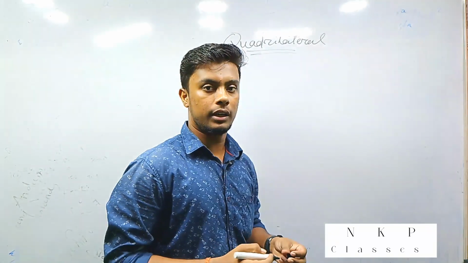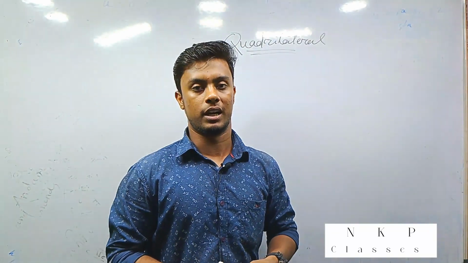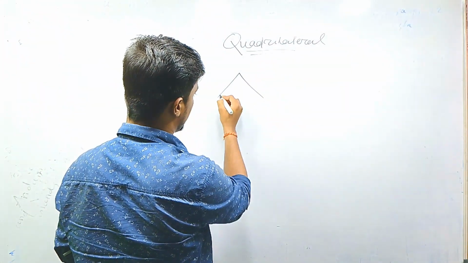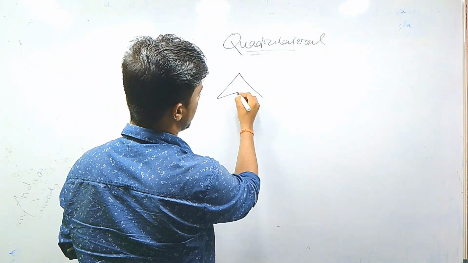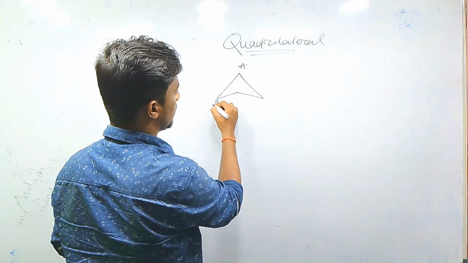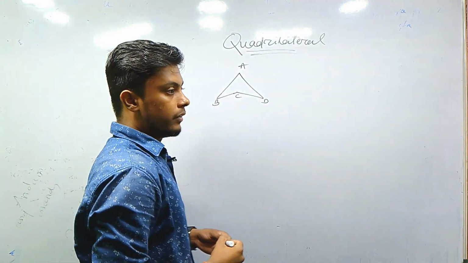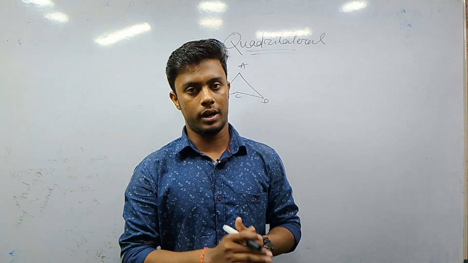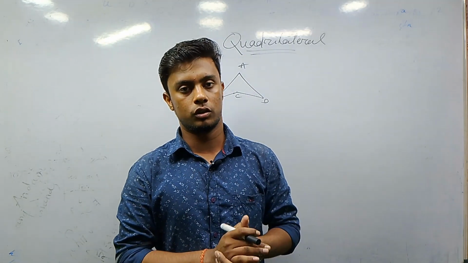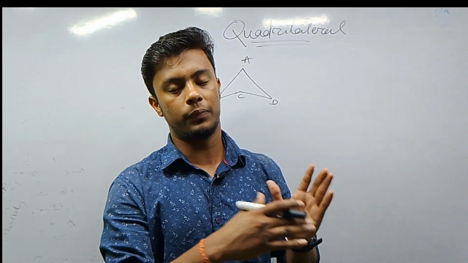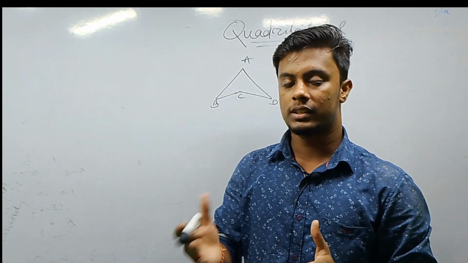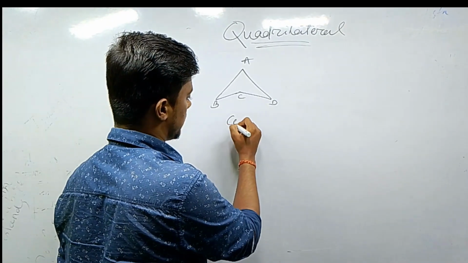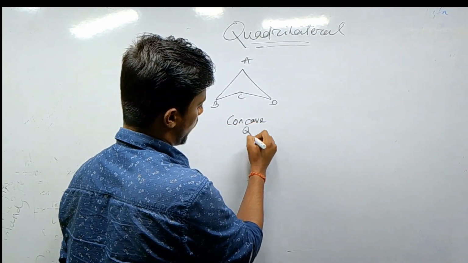Okay, so there are basically two types of quadrilaterals: one is the concave quadrilateral, and another is the convex quadrilateral. Concave means, if you take any two points inside the quadrilateral and by joining these two, any part of that line lies outside of the quadrilateral, then it is known as a concave quadrilateral.